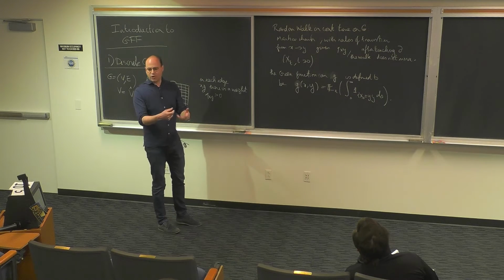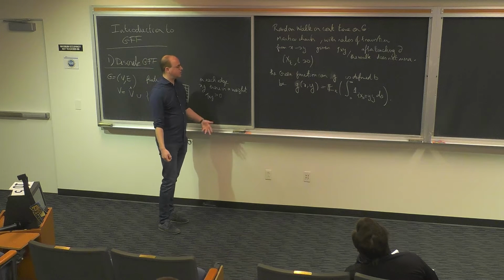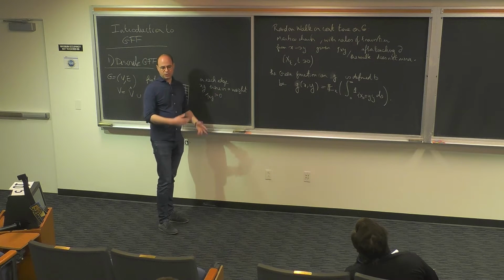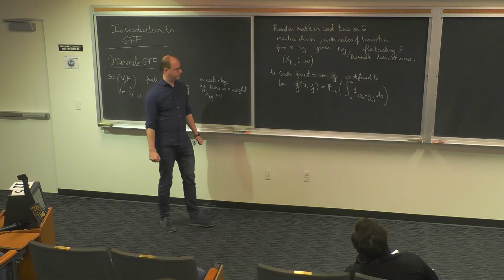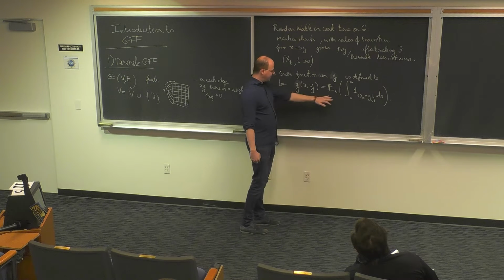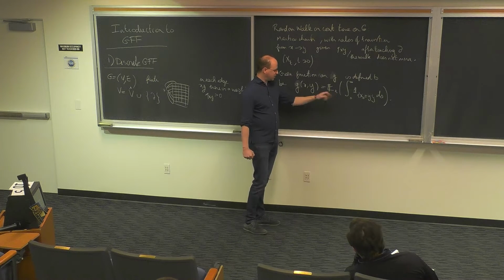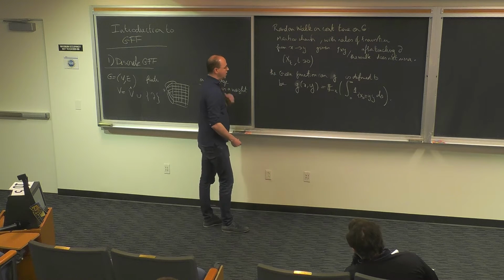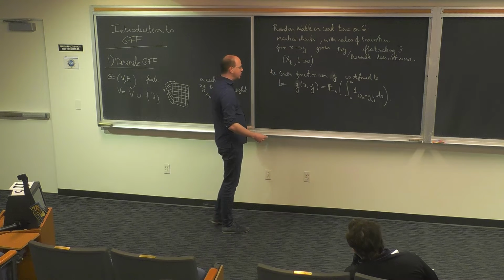If x and y are very close to one another, then maybe g(x,y) is quite big. Otherwise, it tends to be quite small. So it measures the expected amount of time that the walk spends at y if you start from x. And it is not hard to see.